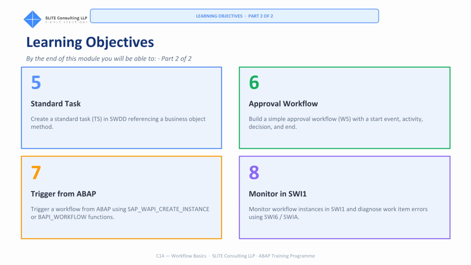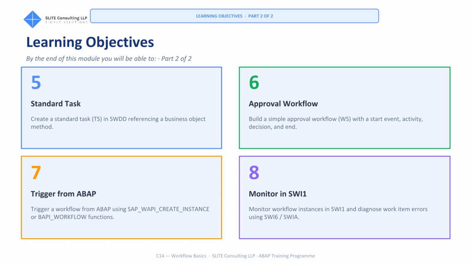Standard task creation: you will create a standard task in SWDD referencing a business object method, set its agent rule, define container elements, and write the work item text that users see in their inbox. Approval workflow: you will build a simple approval workflow with a start event, an activity step running the standard task, a decision step for approve or reject, and 2 end states. You will test it in SWDD before activation.